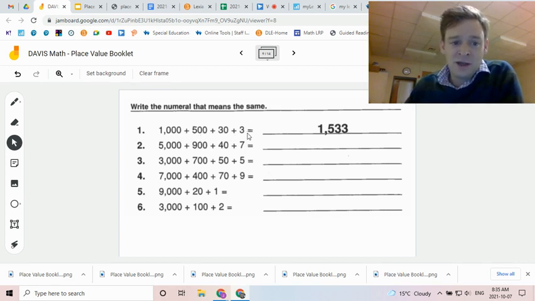So what that shows is we have 1 in the thousands column. We have 500, so we could put a 5 in the hundreds column, a 3 in the tens column, and a 3 in the ones column. So let's do one of these together, because sometimes these can get a little tricky. The one that I want us to do together is actually number 5. So let's take a look at number 5 together.